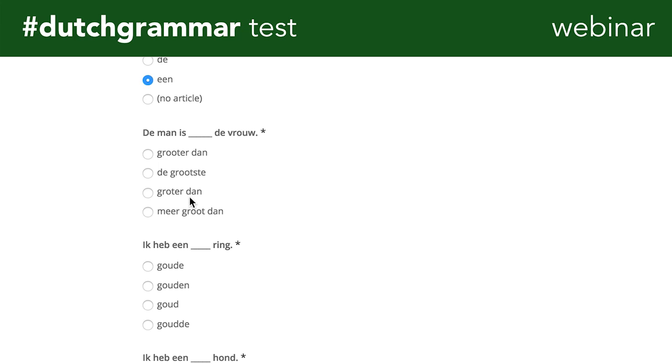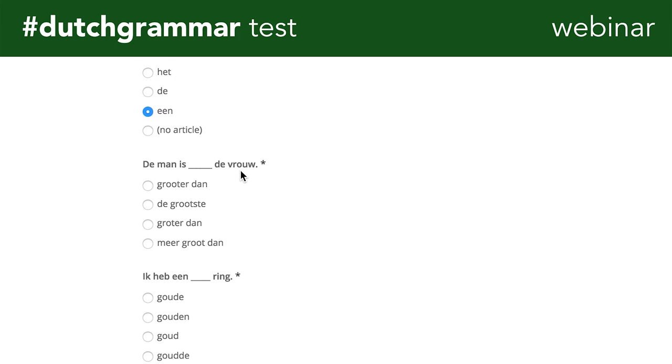And then applying the rules is important. We learned, and that comes back in many lessons, not only the comparative, that when you add an extra syllable, and in this case we add er, that when we have a long vowel sound and the syllable becomes open, groter, that then we don't have the double vowel. The double vowel with long vowel sounds is only used when the syllable is closed with a consonant, like groot. So this is the correct answer.